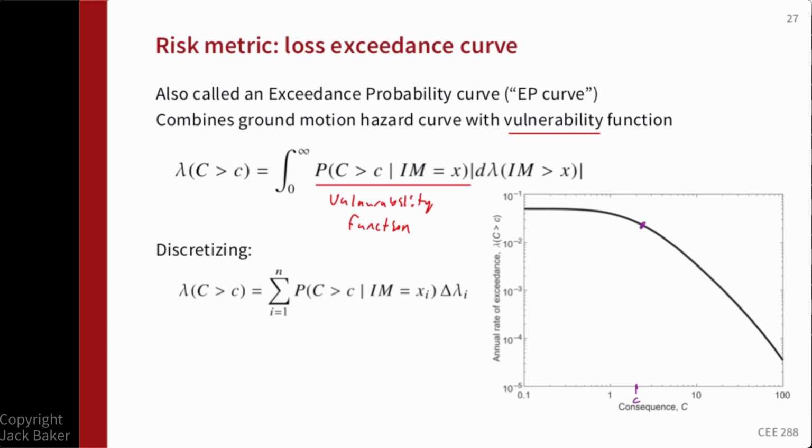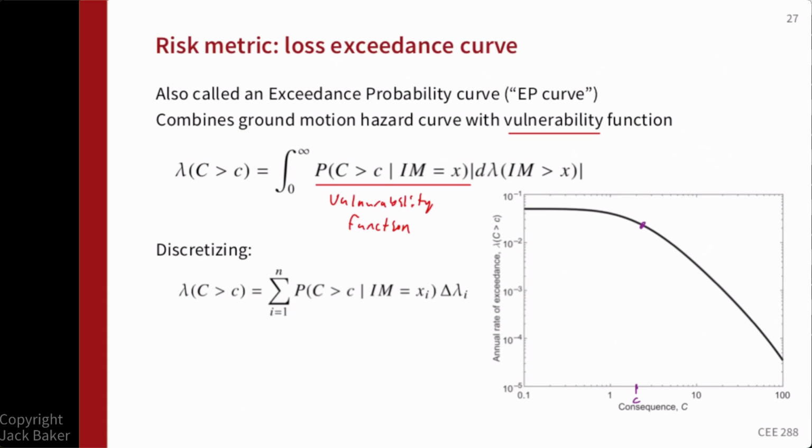Next calculation to talk about is what we call a loss exceedance curve. Sometimes the vertical axis will be probabilities of exceedance. In the insurance world, that's reasonably common, and it gets called an exceedance probability curve or an EP curve. So an EP curve is a very similar calculation to this, but just using probabilities instead of rates. So in this case, rather than combining the ground motion hazard with a fragility function, we're going to combine it with a vulnerability function that's giving us consequence exceedances.